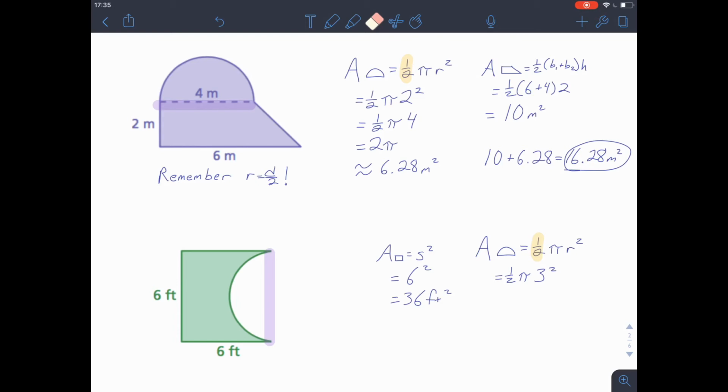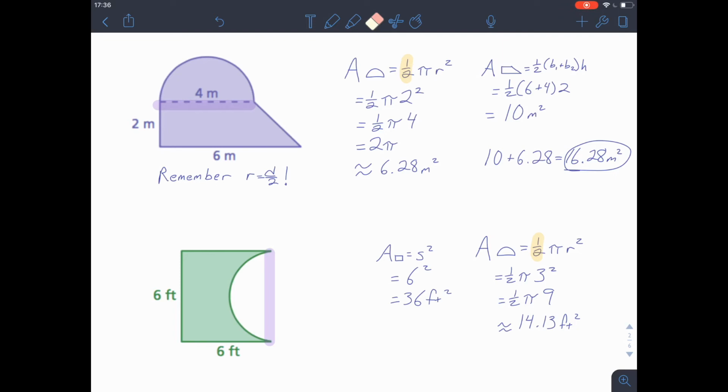So then, following my order of operations, I have to do the 3 squared first. So 3 times itself is 9. Don't think 3 times 2, think 3 times itself. And then I can find that half of 9 is 4.5. So I could just do 4.5 pi, but again, I'm going to be combining this with something that is not in terms of pi, so I'm going to use 3.14 to estimate. And I end up with 14.13 square feet when I use 3.14 for pi.